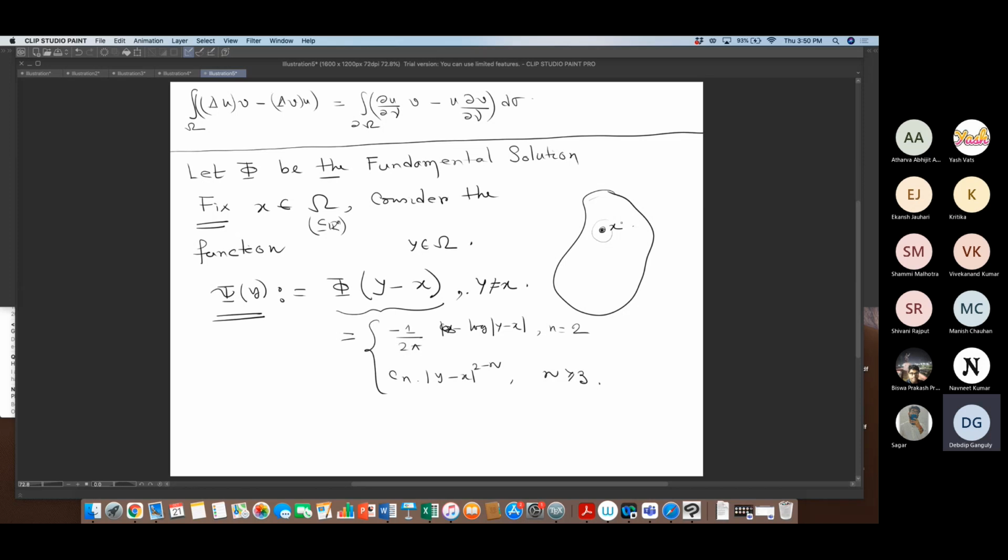What should I do? First of all, I have to study it. Take a ball of radius epsilon around x, exactly where the problem is at x. This is a standard trick in harmonic analysis, PDE analysis, functional analysis, everywhere. So wherever the problem is, you just take a small epsilon ball around x.